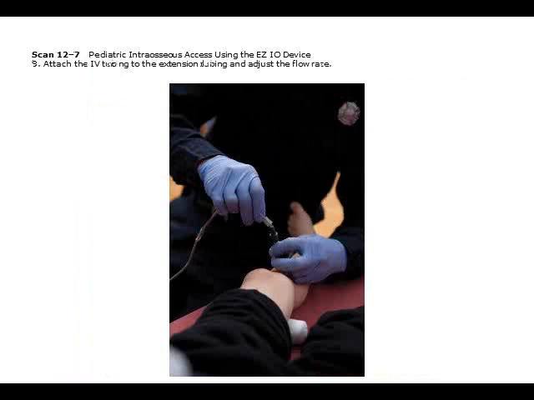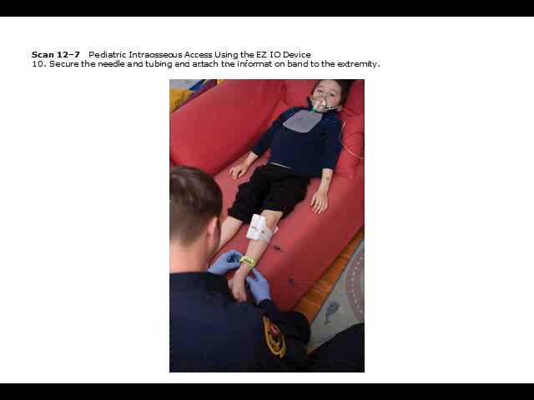Once we know we're in good shape, we can hook up our IV tubing and then adjust our flow rate. It may not flow quite as nicely as an IV would. In some cases, that's why we would use the gate valve or the stopcock to help us flush fluid through as needed. And then we're going to attach the tubing, and then we will put some padding around.